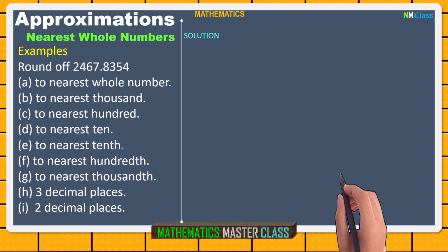Example 1. Round off 2467.8354: A, to the nearest whole number; B, to the nearest 1000; C, to the nearest 100; D, to the nearest 10; E, to the nearest 10th; F, to the nearest 100th; G, to the nearest 1000th; H, to 3 decimal places; and I, to 2 decimal places. Let's start with A.